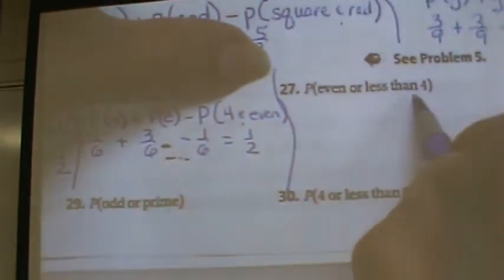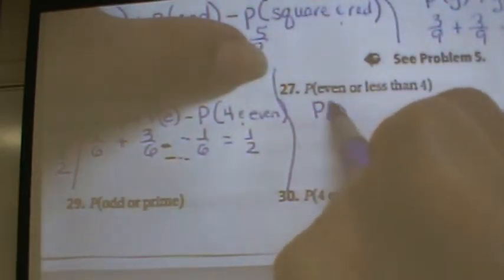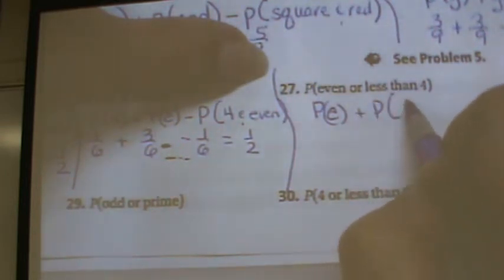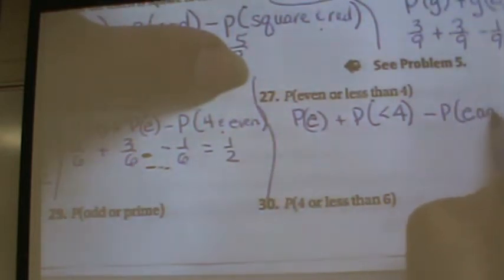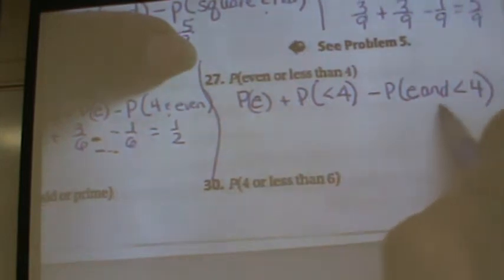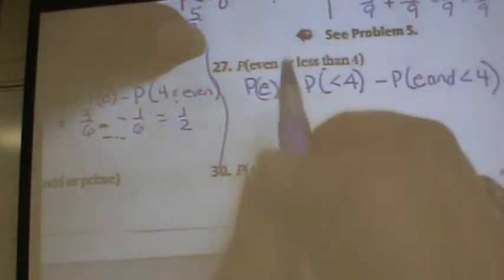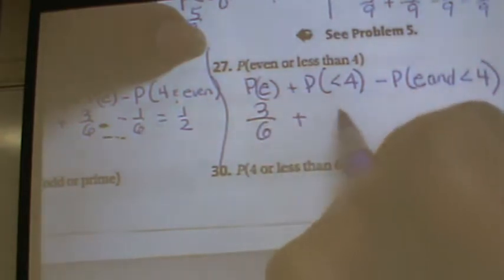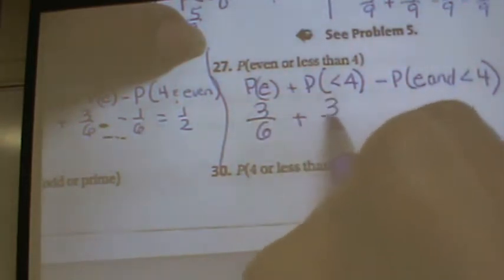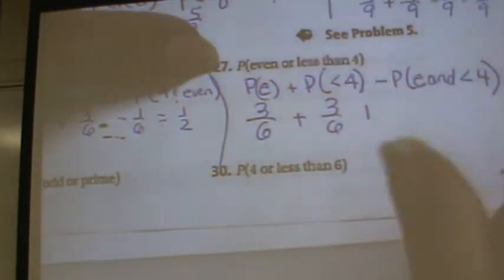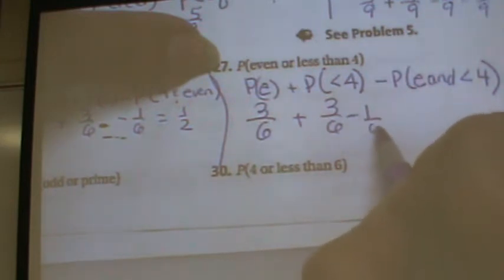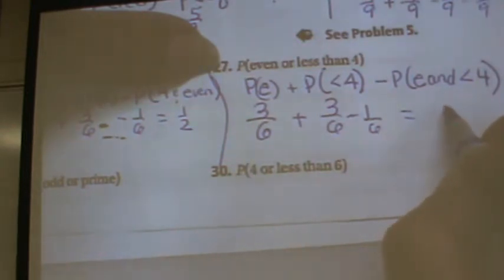Probability of even or less than 4. So I need the probability of even plus the probability of less than 4 minus the probability of even and less than 4. How do you like how I wrote that? Probability of even. How many evens are there? 3. How many are less than 4? 3. And how many are even and less than 4? 1. Minus 1/6. What do you get? What's 3/6 plus 3/6? 5/6.